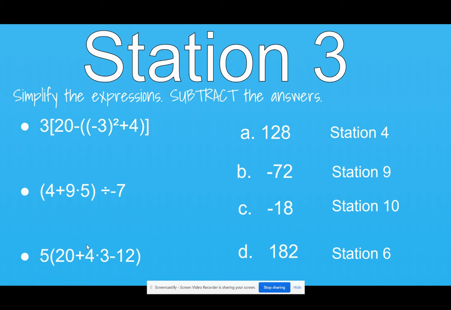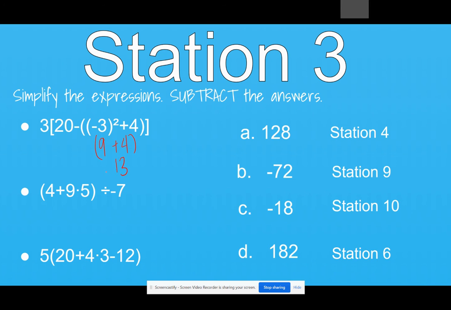All right, let's simplify. So we have to remember in these problems are PEMDAS rules. So PEMDAS says parentheses, exponents. So we got our parentheses here. Well, in there, we got our parentheses again. Oh, look, we have our parentheses exponent combination. So we're going to start with there. So negative 3 squared is negative 3 times negative 3, which is 9. So we're left with 9 plus 4 on the inside. Parentheses, so 9 plus 4 is 13.